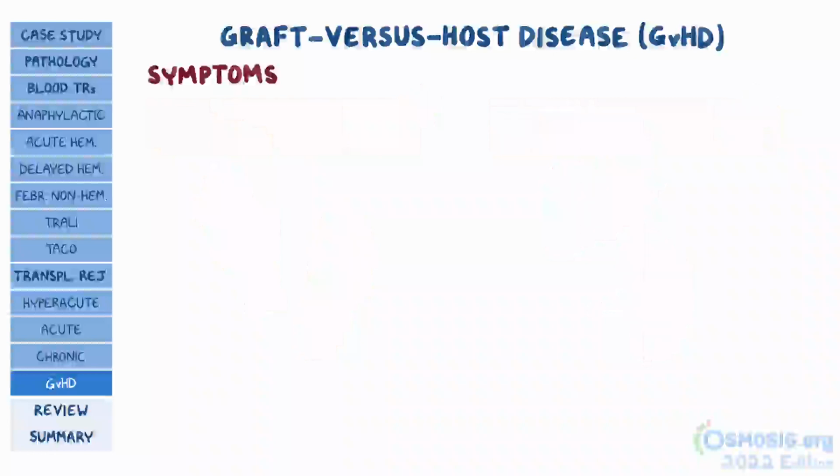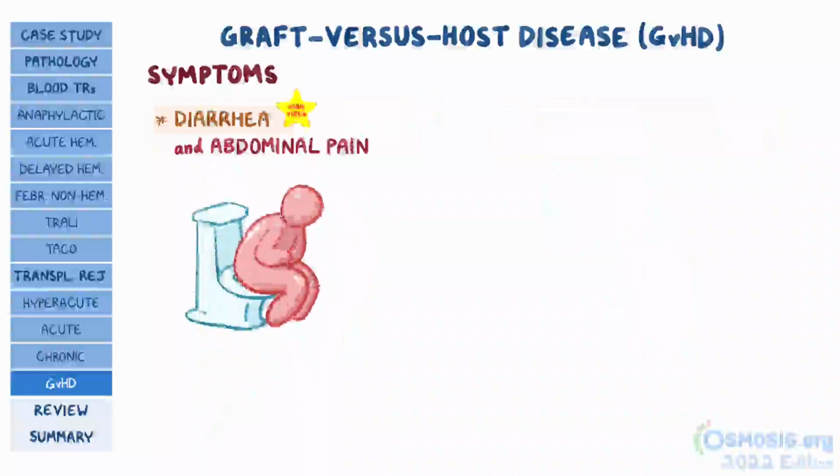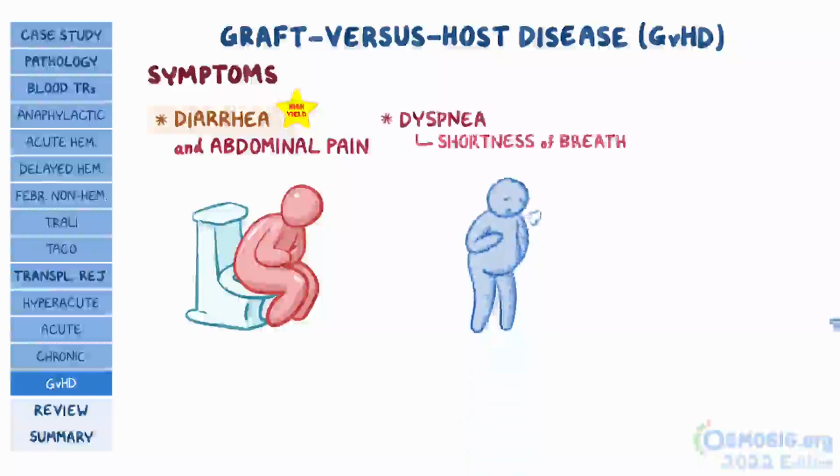Graft versus host disease may also frequently cause diarrhea and abdominal pain. Less frequently, chronic graft versus host disease can affect the lungs, causing dyspnea or shortness of breath, as well as the muscles, causing muscle cramps and weakness.